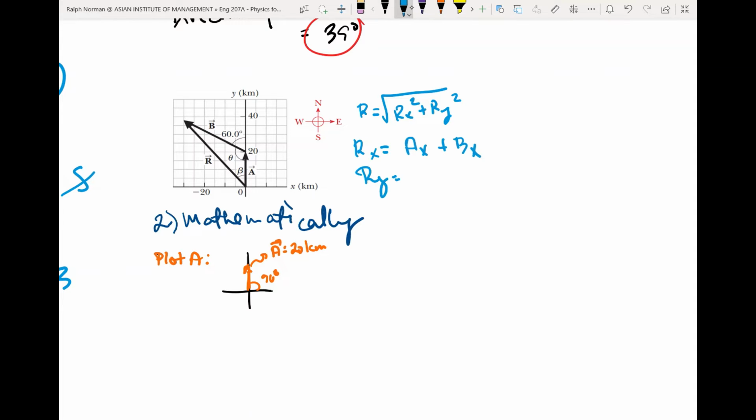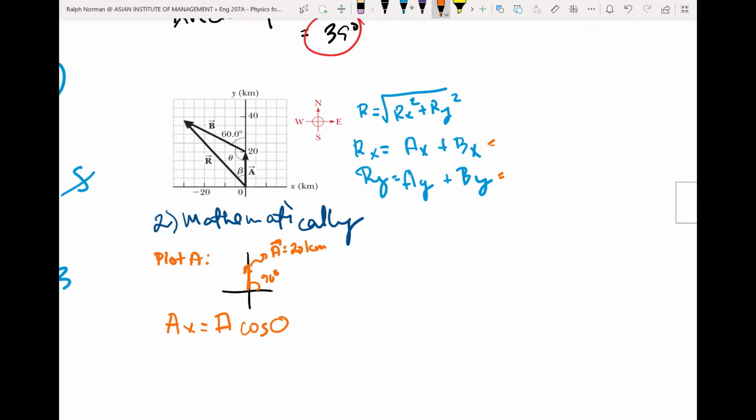Same with Ry. Just assume they're in bold, guys. I'm too lazy to write the arrow on top. So all we have to do is identify these buggers. Okay? Okay, let's finish A. So we now know A is that. Let's go for Ax. Ax is based on Pythagorean theorem, trigonometry.